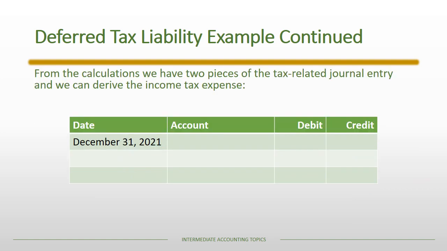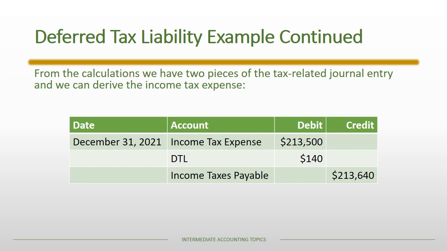So now going to our journal entry, we start with our income taxes payable, which we calculated as $213,640, and the entry to the deferred tax liability of $140, and we can derive our income tax expense of $213,500.